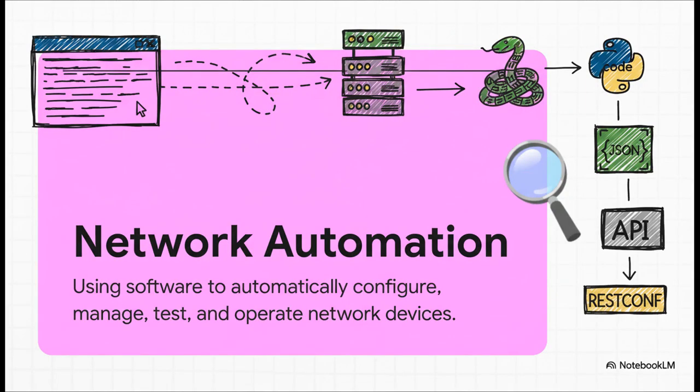So what are we actually talking about when we say network automation? What is it? Well, at its core, it's the idea of using software to do the heavy lifting. We write code to automatically configure, manage, and even test our network devices. It's about turning all those boring, repetitive tasks into smooth, automated workflows.